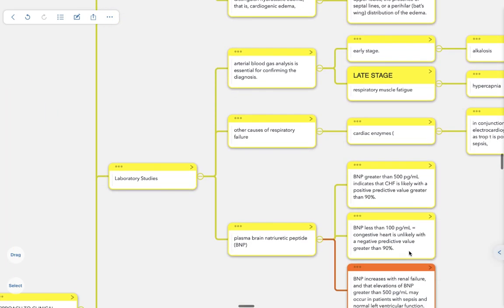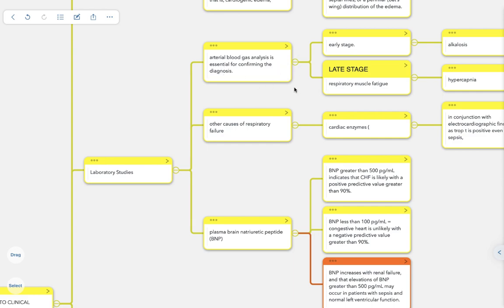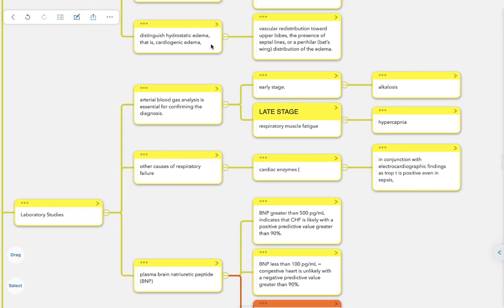Then coming to the laboratory investigations. Now this includes firstly ABG. Like previously stated, in the early stages due to hyperventilation, the patient may have an alkalotic picture, but in late stages due to respiratory muscle fatigue, the patient may have hypercapnia and eventually acidosis.